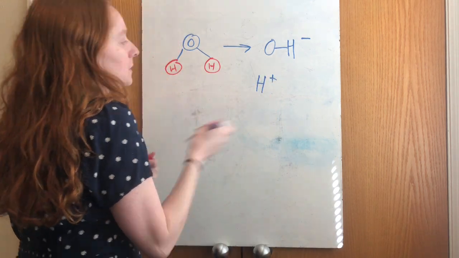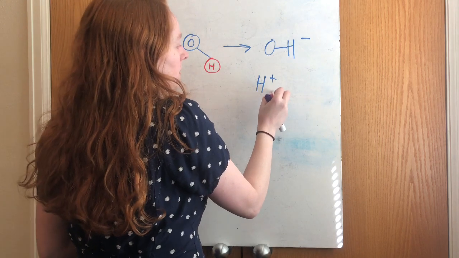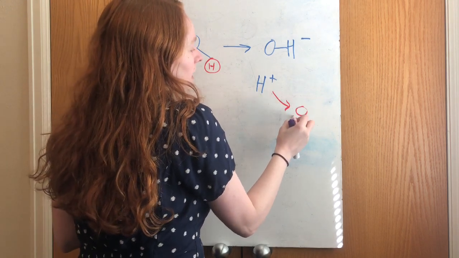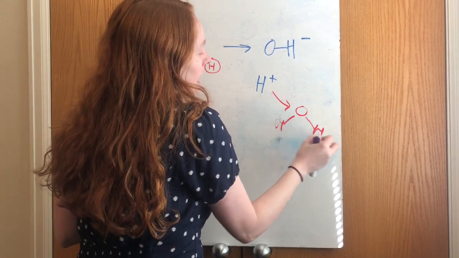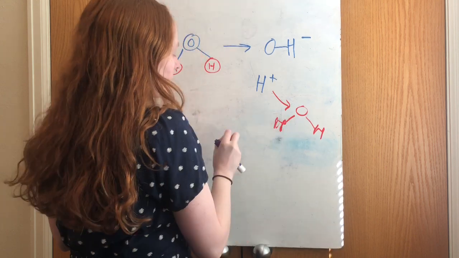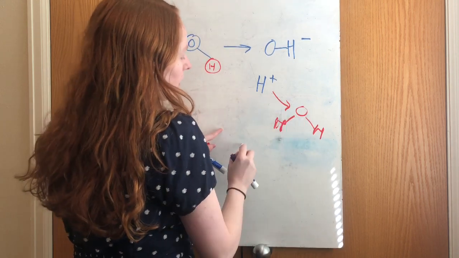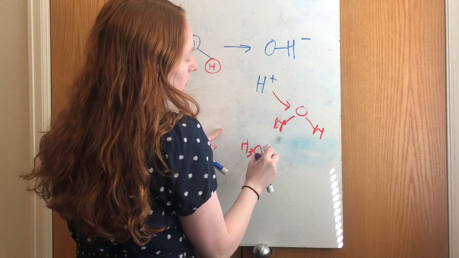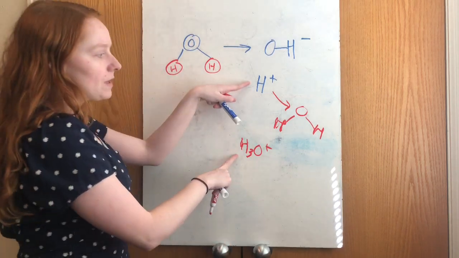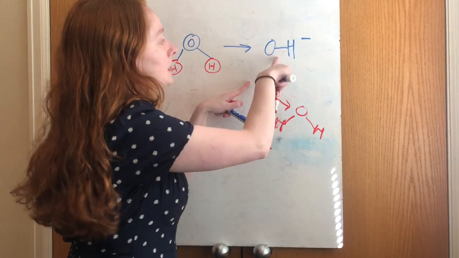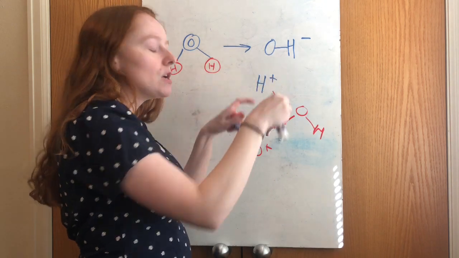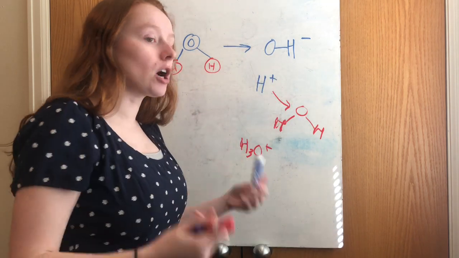And what often happens with this H plus ion is it will go over here and find another H2O and attach itself and create H3O plus. Okay, these two things both contribute to acidity. This contributes to basicity.